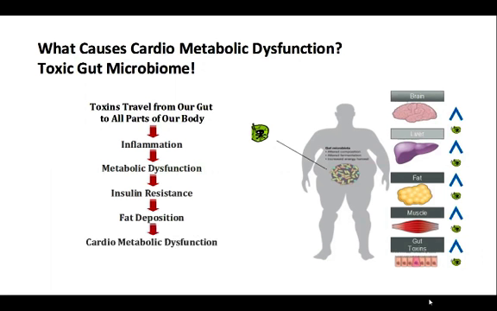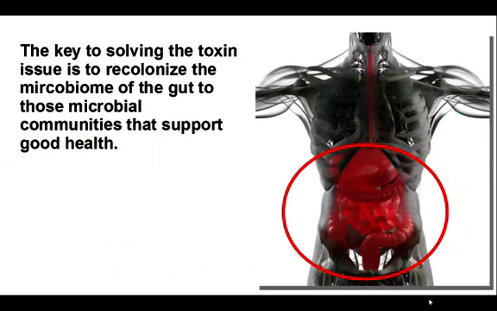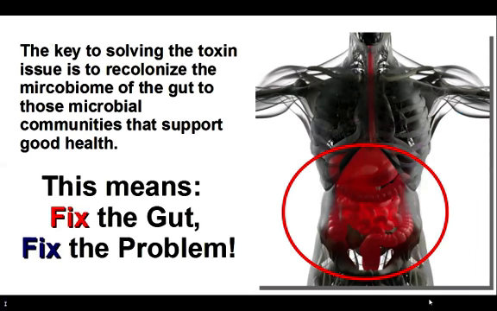Plus, these toxins that enter your bloodstream can have tremendous impact on key tissue and organ systems, especially your muscle tissues, your fat storage, liver function, and cognitive impairment. The key to solving the toxin issue is to recolonize your gut microbiome to those microbial communities that support good health. This means fix the gut, you fix the problem.